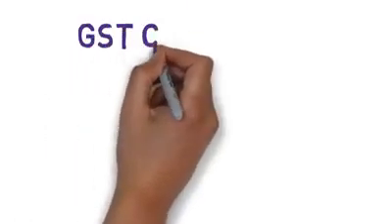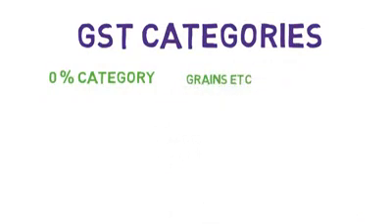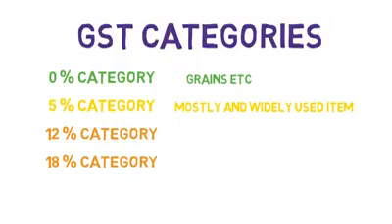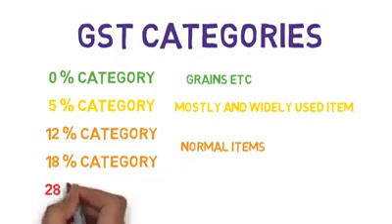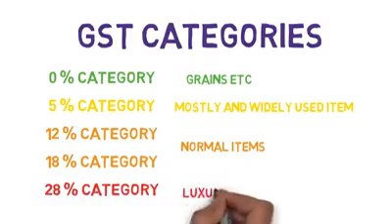We will also have 5 categories in GST in India. A 0% category, which will apply on food grains, etc. A 5% category, which will apply on mostly and widely used items. 12 and 18% categories, which will apply on items which are normally used. And a 28% category, which will apply on luxurious items.